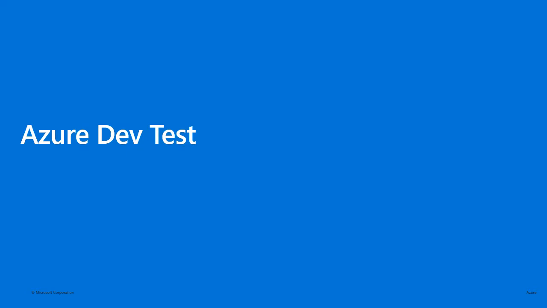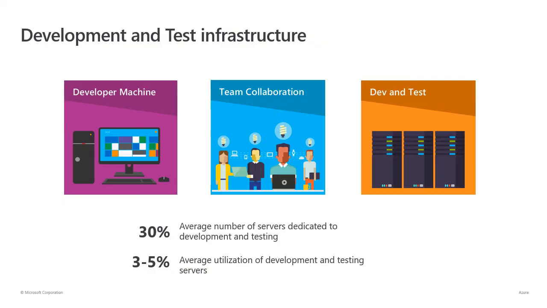So I want to spend a few minutes talking about Azure DevTest. It's quite different from DevOps. In DevOps, we've talked about how you automate and create a collaboration environment within Azure so that your developers can create robust code with fast changes that you can deploy quickly and reliably. DevTest, on the other hand, talks about development and test infrastructure.